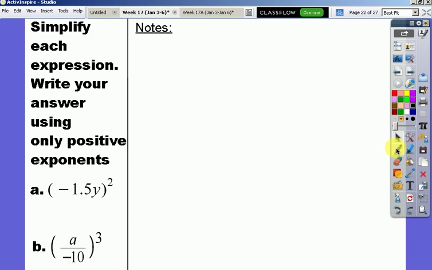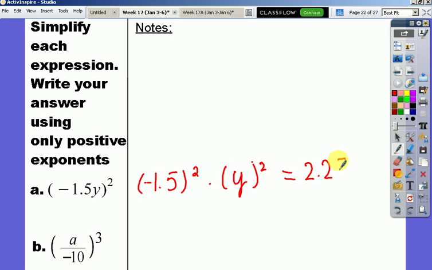So in this case, what I have is negative 1.5 squared times y squared. It doesn't really matter where you put the parentheses here, I want to be consistent. When you take negative 1.5 and you square it, you get 2.25. And then you have a y squared on the outside. Now it is important that when you separate it like this, you do leave parentheses.